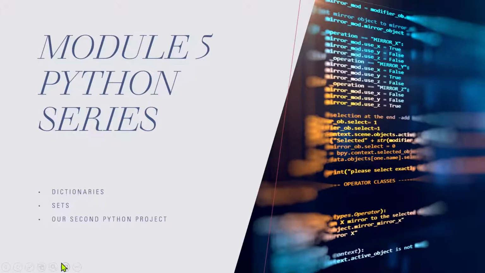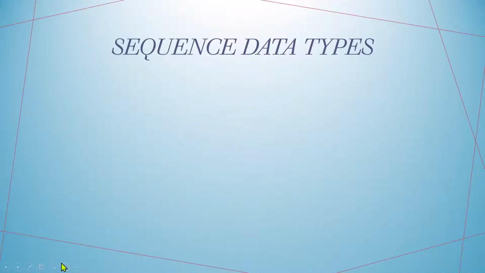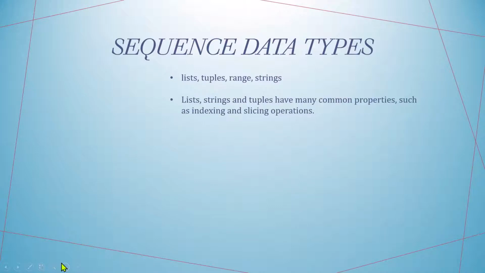Before we begin our discussion on dictionaries, we need to look at the two data types. We have sequence data types and mapping data types in Python. In terms of sequence data types, we've already worked with them. So we have lists, tuples, range, and strings. Lists, strings, and tuples, as we've seen, have many common properties such as indexing and slicing. Strings and tuples are immutable, but lists are mutable, meaning they can be changed in place.